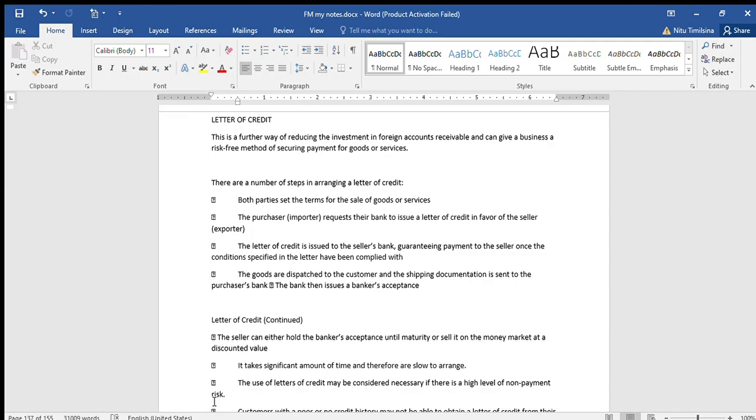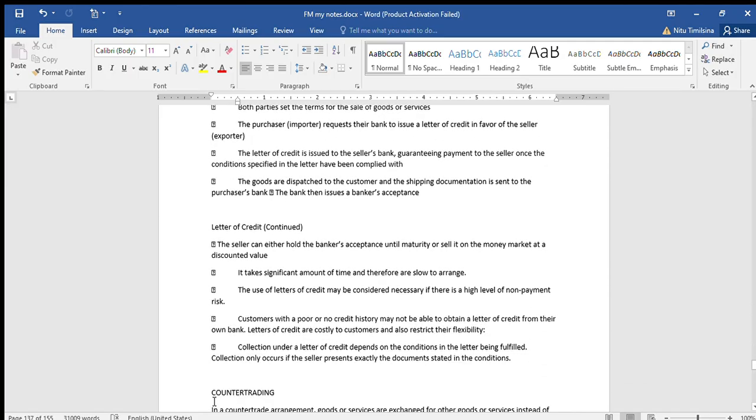The purchaser requests their bank to issue a letter of credit in favor of the seller. The letter of credit is issued to the seller's bank, guaranteeing payment to the seller once the conditions specified in the letter have been complied with. The goods are dispatched to the customer, and the shipping documentation is sent to the purchaser's bank. The bank then issues a banker's acceptance.